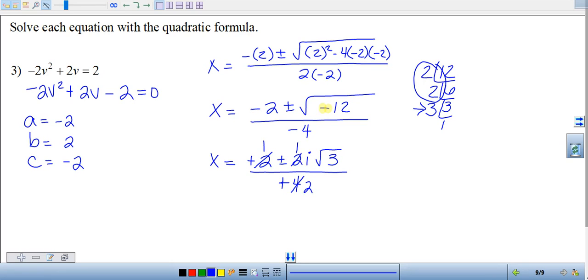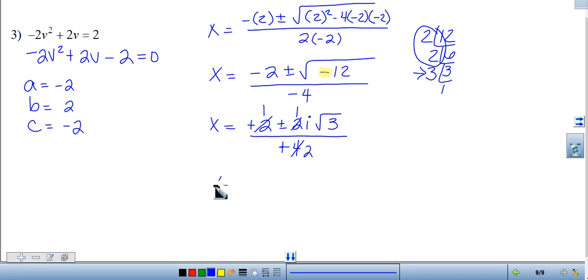Now, when I write this final answer, this first 1 is absolutely necessary. It's a placeholder. I can't not write this 1. But this 1 is a coefficient. It's in front of the I and the square root of 3. So it's implied. It's not necessary to write it. And then all of this is over 2.